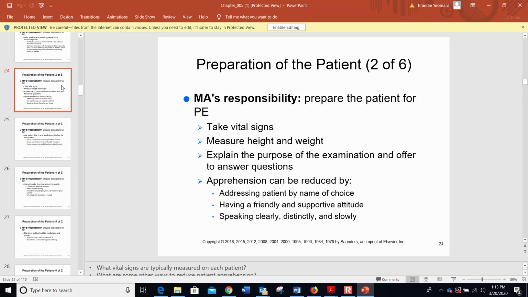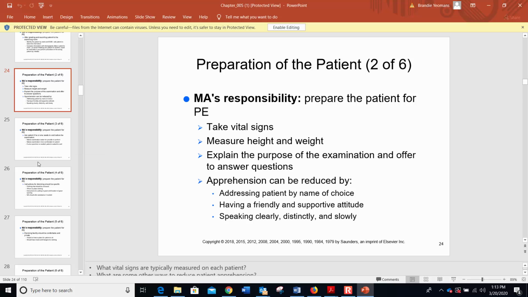Assessing their vital signs, measuring their height and weight. There's a term that you need to be familiar with that's in your textbook. It's called mensuration. What this typically means is you're just basically measuring the weight and the height of your patient. Okay, so mensuration, that's a new word that we need to know.